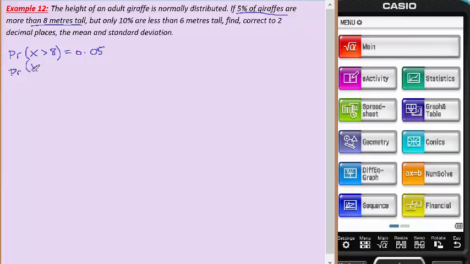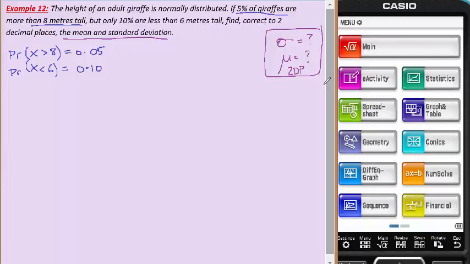Then it says 10% are less than 6 metres tall. So the probability that my giraffe height is less than 6 metres is 0.10. That's the first bit of information I know. The next thing I'm going to think about is what my answer is going to look like. Here it says the mean and standard deviation is what I need to find. So I need to find my standard deviation and my mean, and it's going to be to 2 decimal places. I'll keep all of that information in my back pocket so that I can access it later.